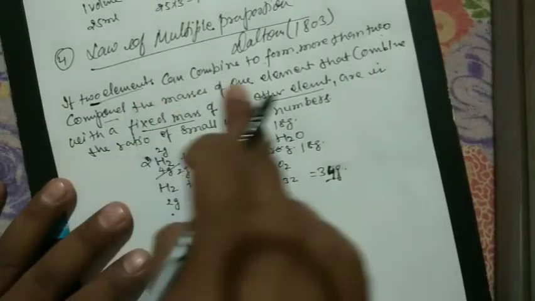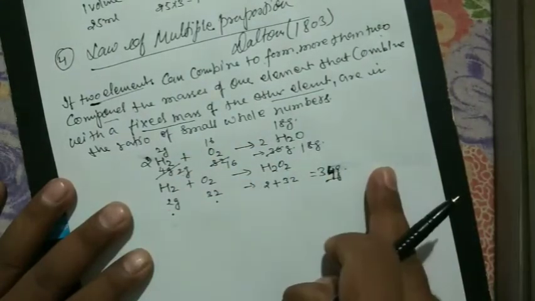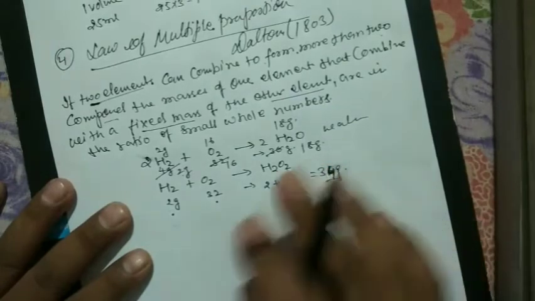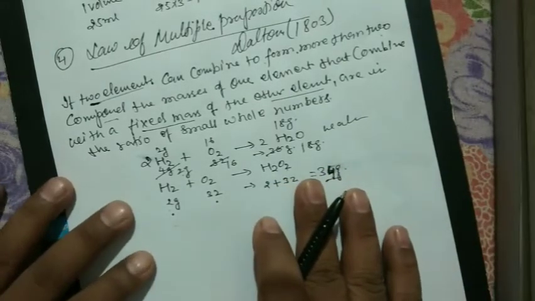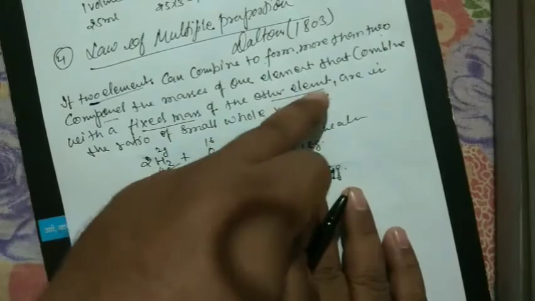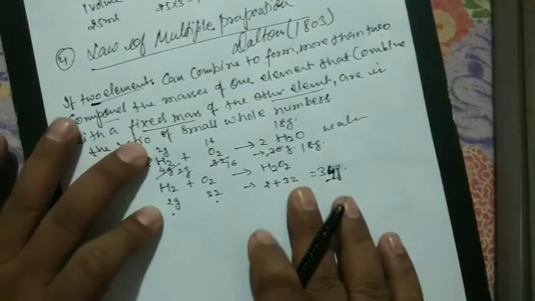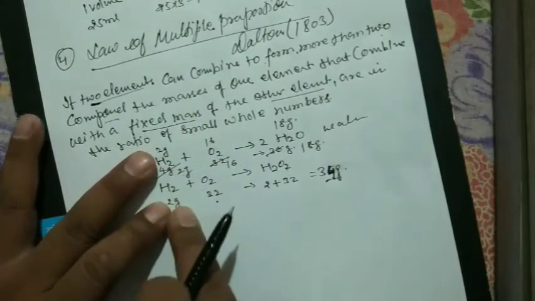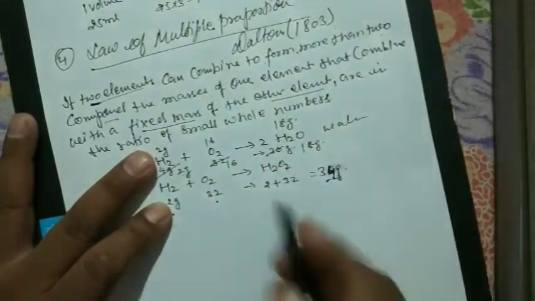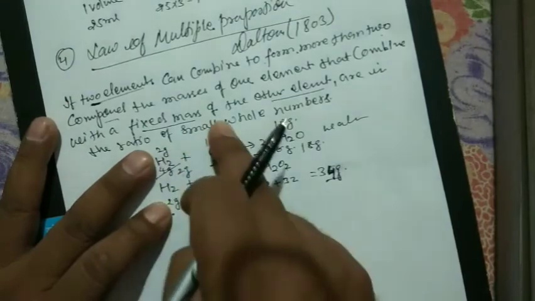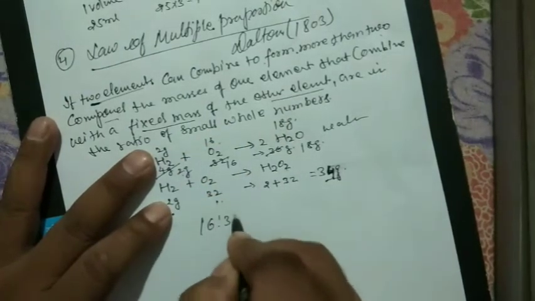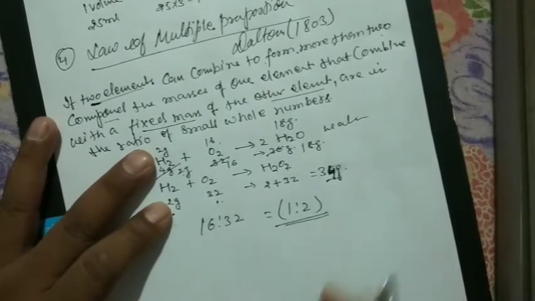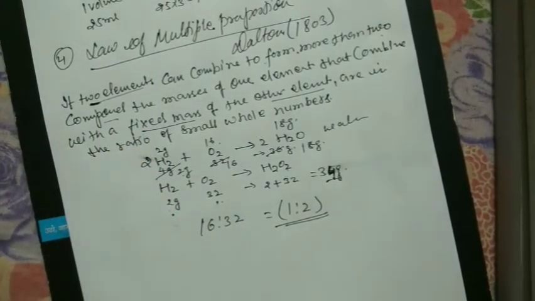Now if two elements combine to form more than one product, the first product is water and the second product is hydrogen peroxide. Then what happens with a fixed mass of the other element? Here the mass of hydrogen is fixed at 2 gram. Then the masses of oxygen are in the ratio of whole numbers, 16 by 32, that is equal to 1:2, and 1:2 is a simple whole number ratio.